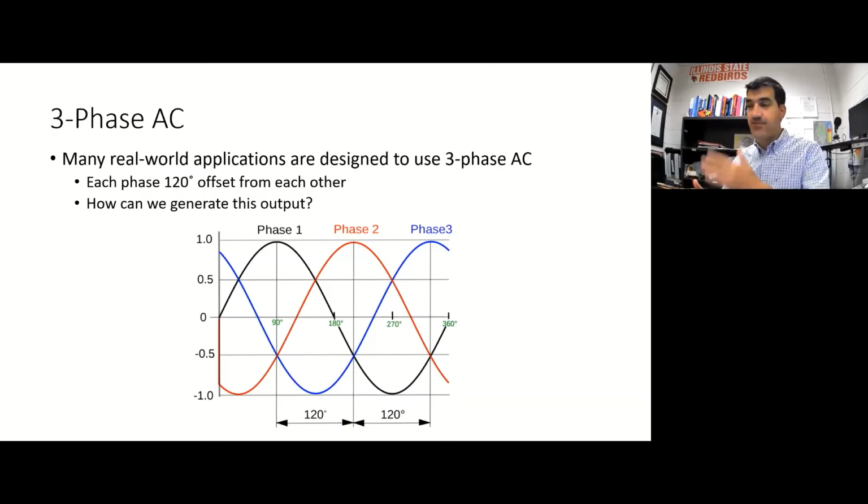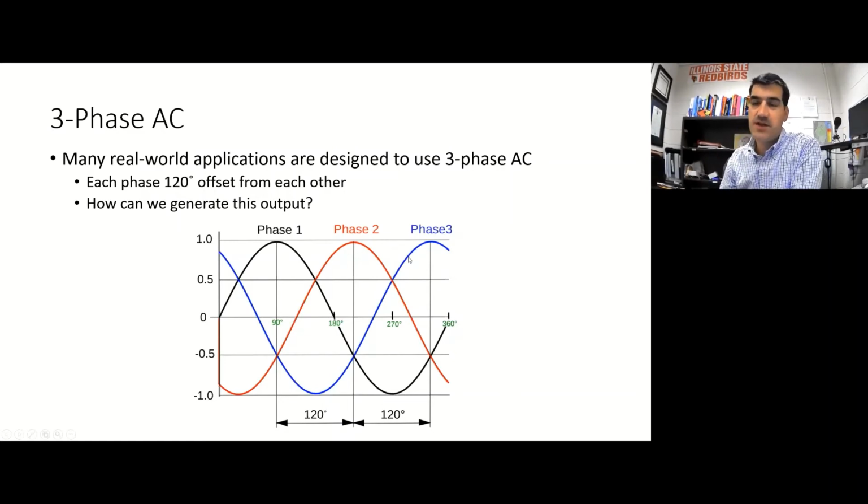So I literally have three wires, probably plus a ground wire. So three wires coming from my generator, call them phase 1, phase 2, and phase 3, or sometimes you call them phase A, B, and C. Doesn't matter what you call them, but you've got three wires coming out. And in this case, the outputs of the different wires are color-coded. Phase 1 is in black in this drawing, phase 2 is in red, and phase 3 is in blue.